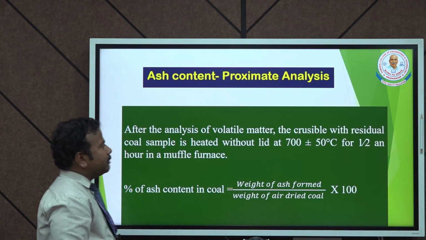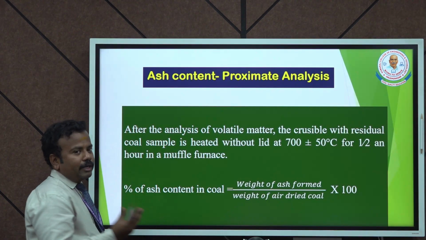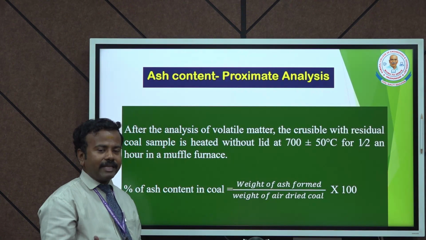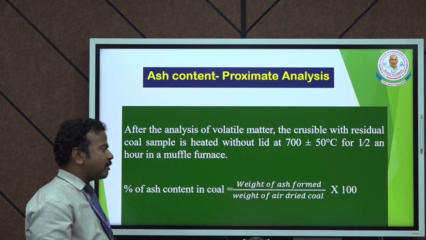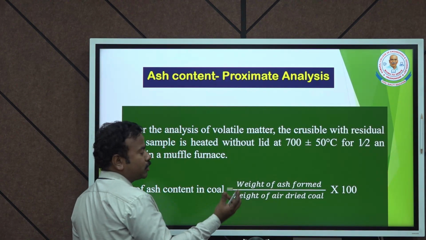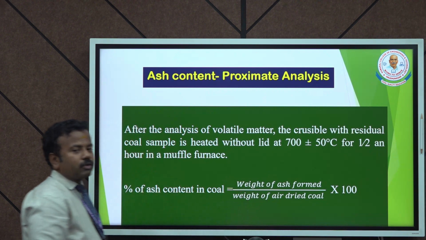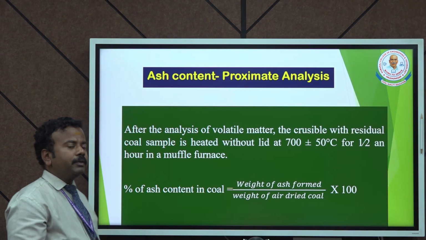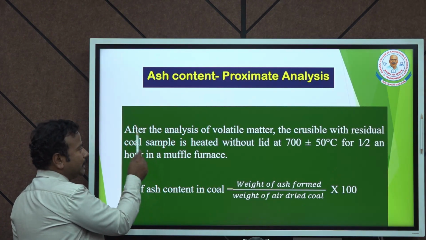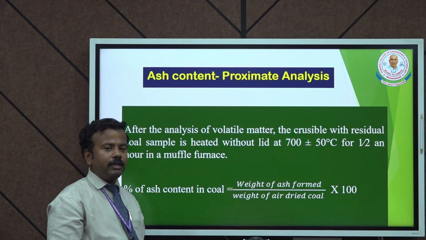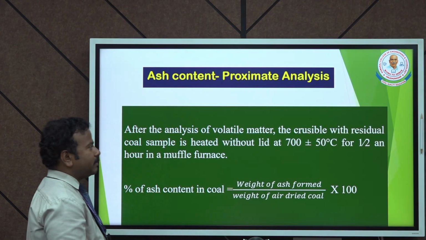In the proximate analysis, we take the sample in a crucible, the ash sample is collected, and the weight of ash formed is measured. The weight of the ash produced divided by the weight of the air dried coal gives us the percentage of the ash content. This is the procedure to find out the ash content by proximate analysis.